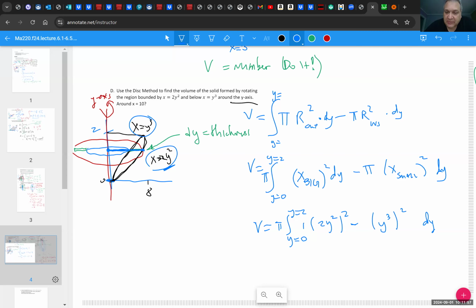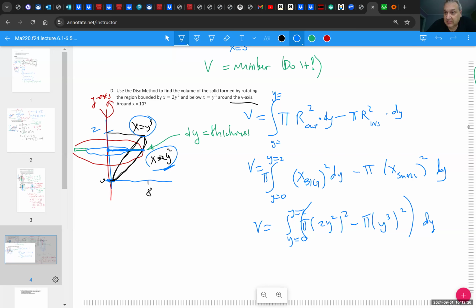I kind of like to put the pi's over here. People complain when I put the pi there, but you get to do what you want to do. It's pi r squared minus pi r squared, the outside minus the inside. That's how you do all these disk problems when there's a hole in the inside. Now, everything is in terms of y: a 2y squared, a y cubed squared, a dy, y equals 0 and y equals 2. So now I just do the calculus.